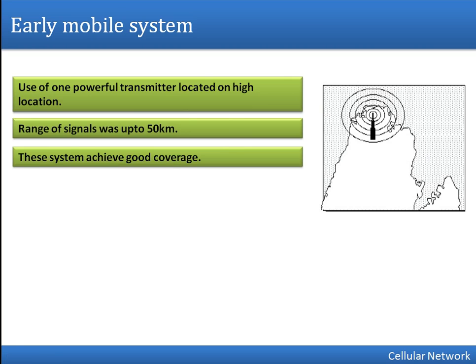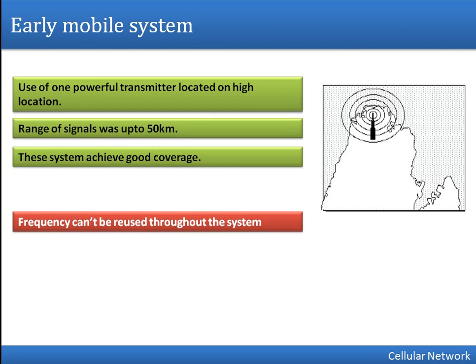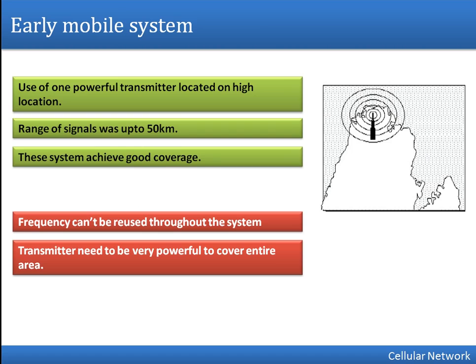cover the entire region. Now the problem with this approach was, if a frequency is used in the region of this coverage, that same frequency cannot be reused by other users. So the frequency reuse concept cannot be used in this situation. Second, this transmitter needs to be very powerful. If it is not powerful, it cannot cover the entire region.